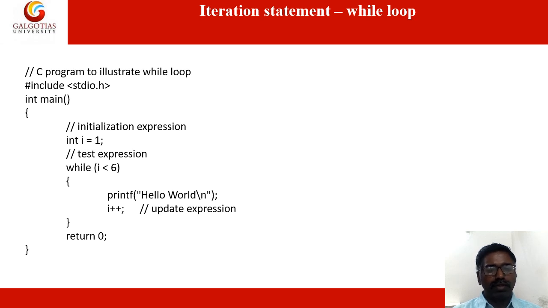Okay, now with i plus plus, what happens? i will be incremented every time you enter the while loop. After 5 it will become 6. So only while i is less than 6 do you come inside the while loop. Otherwise, it will go outside the while loop. So in the output, you can see hello world is printed 5 times.